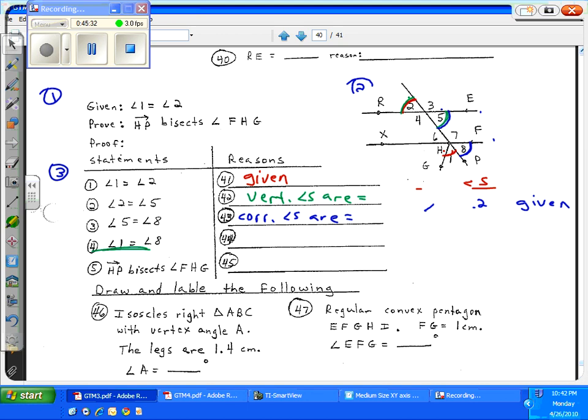because they were corresponding. So now when we look at that, 1's equal to 2, and 2's equal to 5, and 5's equal to 8. They're all kind of equal to each other. What does that make you think of? A whole bunch of things all equal to the same thing. This equal this, and this equal this, and this equal this, so blah equal blah. That's a transitive property situation.